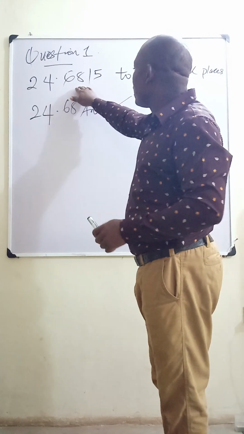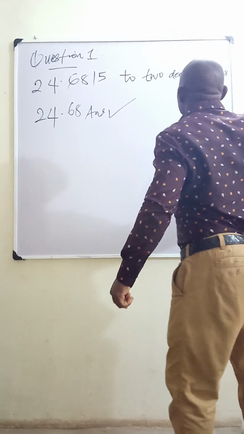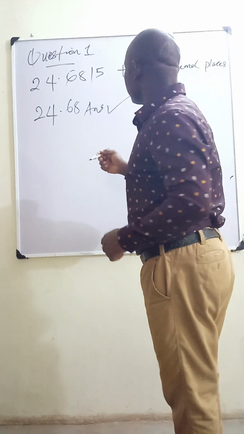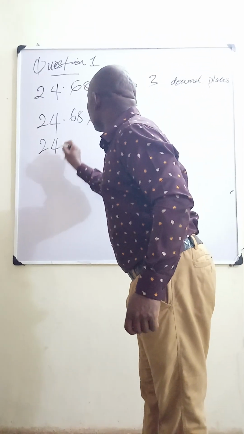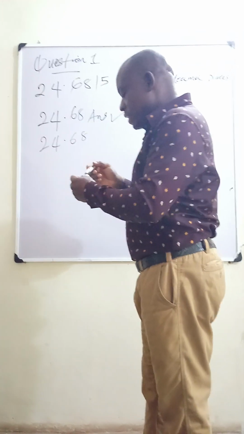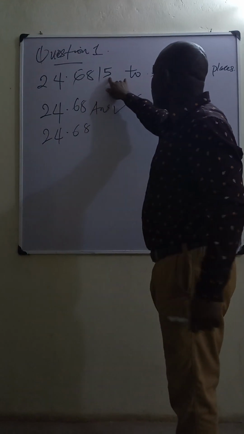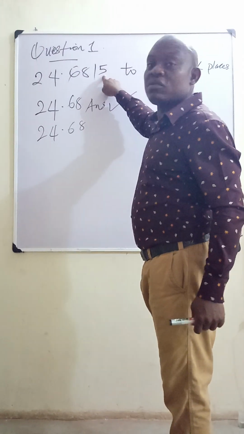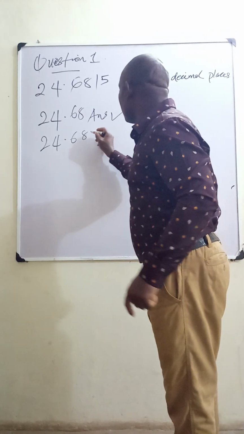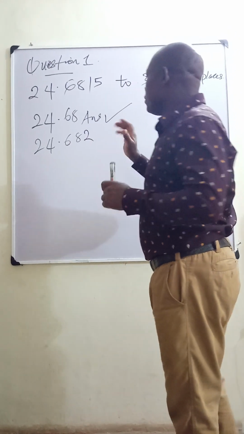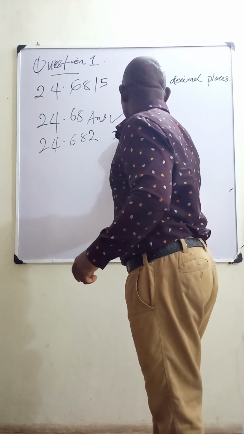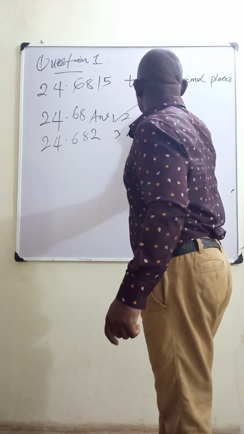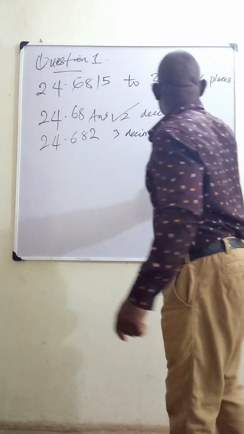Now, the same number can be written to 3 decimal places. In that case, the answer becomes 24.68, and then instead of 1, because the digit following is 5, you can call it 1 and add it to the previous digit, so 1 becomes 2. This is to 3 decimal places, and that is to 2 decimal places.